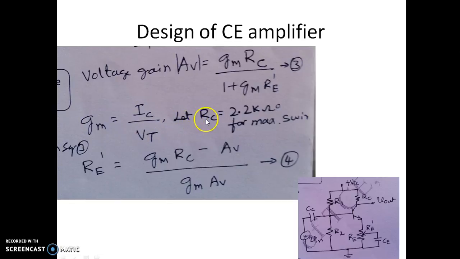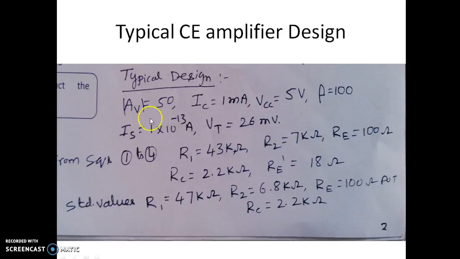If you consider the value of RC to be 2.2 kilo ohms, which is for a maximum swing, and you are assuming a current of 1 milliampere, you are going to have a drop of 2.2 volts. So this will be around 2.8 volts with VCC as 5 volts. So we're going to have an optimum swing for this particular circuit. We can estimate the value of RE dash for a gain of 50 or whatever the specified gain. So let us see a typical design.